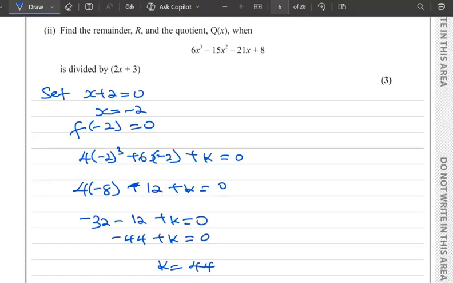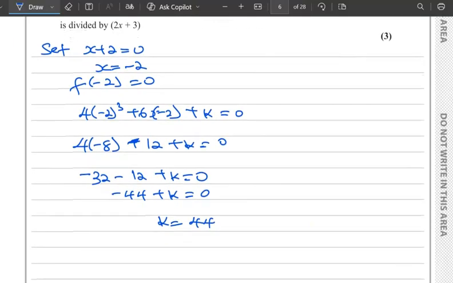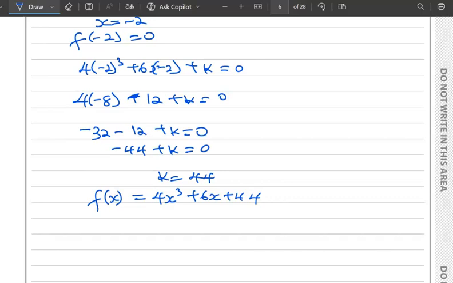So once we have the value of k, then our f of x here is going to be 4x power 3 plus 6x plus 44. And the second bit, they want us to get the remainder. Again, we can set x minus 5 to be equals to 0, and therefore have x to be equals to 5.